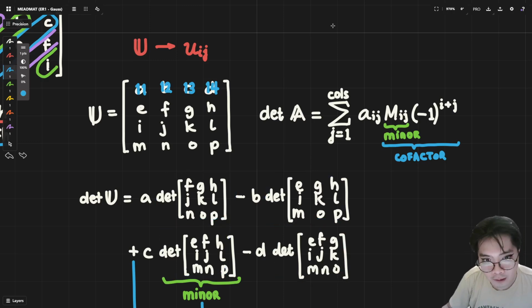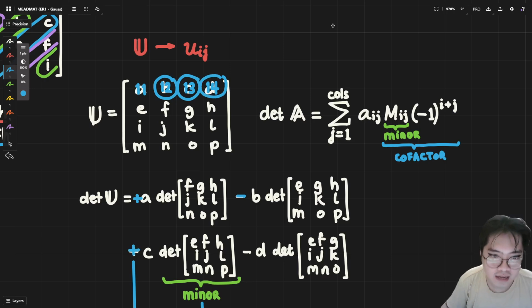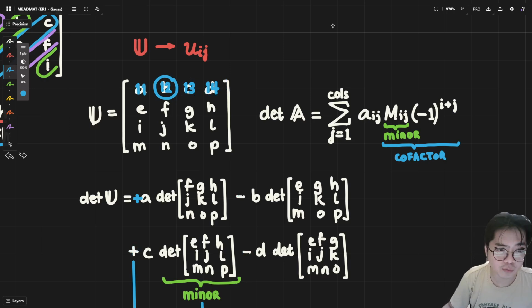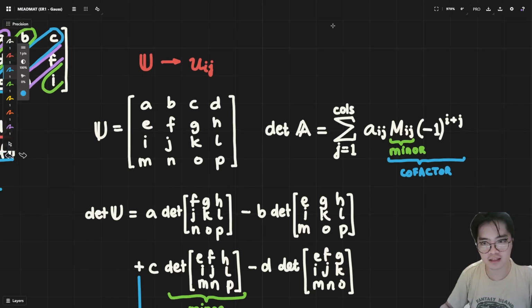How we were able to decide the sign is through this. Row 1, column 1, 1 plus 1 is 2. Right? And that is an even number. If you raise -1 to an even number, it will result in +1. That is why this thing was positive. And now 1, 2. So 1 plus 2 is 3. That is now an odd number, negative. Even, positive, odd, negative. That is how we were able to create that sign, right? That sign assignment.